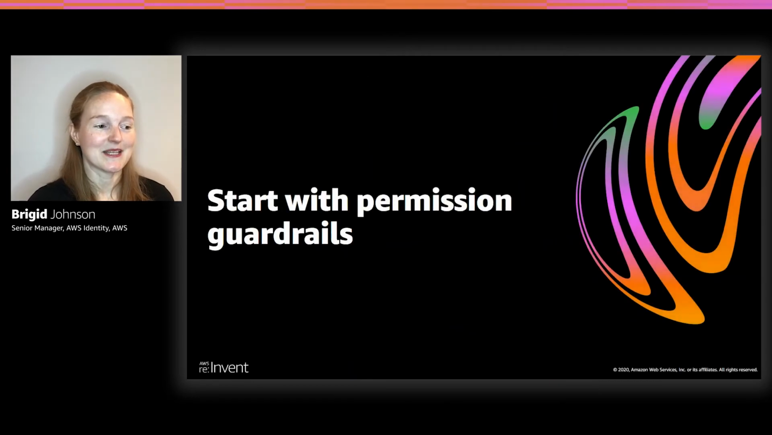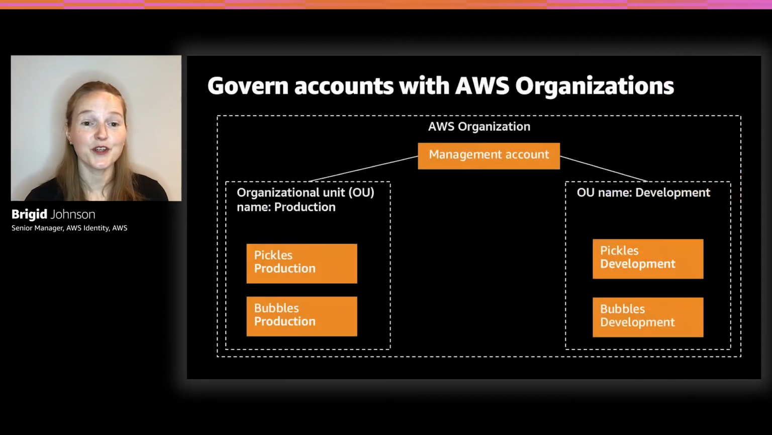But now let's get into the meat of it. We're going to start with permission guardrails. First, I'm assuming that you are governing your accounts using AWS Organizations. This is a very small organization just to get your mind thinking about how it might look. You have your management account. Props to the team for making the name change this year, so please start using that going forward.